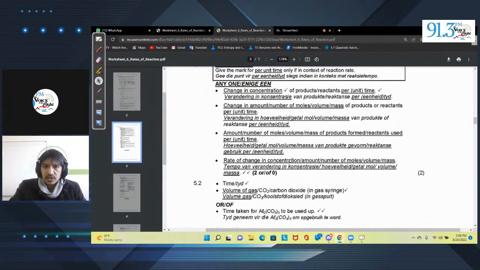And as we can see, those are the things we look at, right? We're looking at moles, volume, or mass, or even concentration. As long as you say per unit time, you are in the clear and you are guaranteed to get those 2 marks.